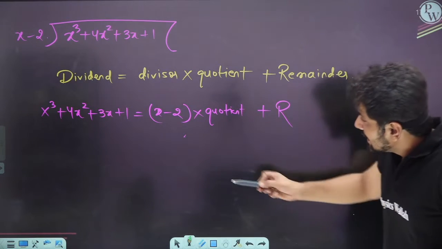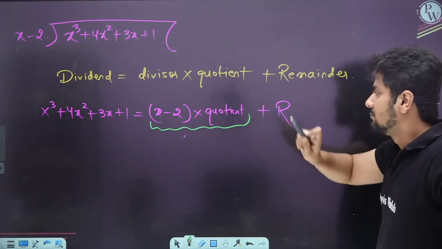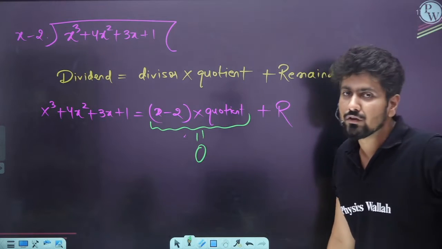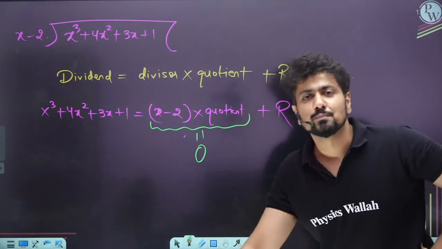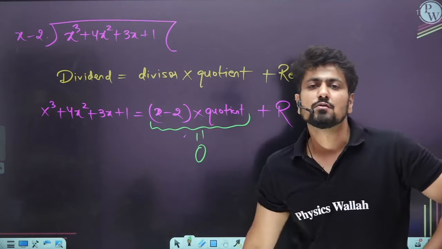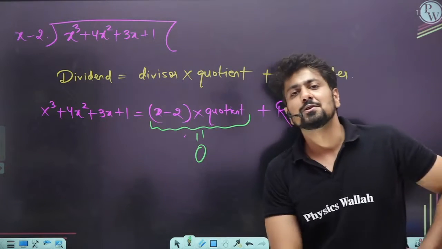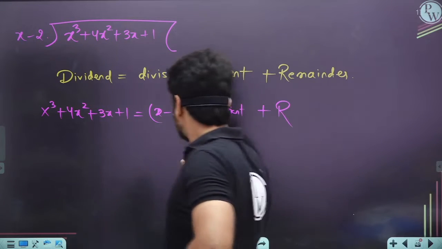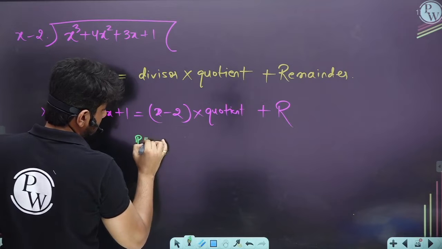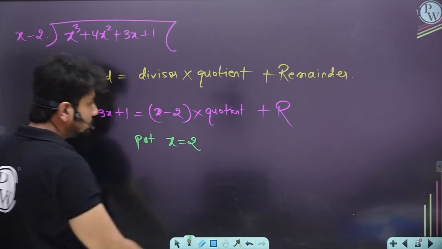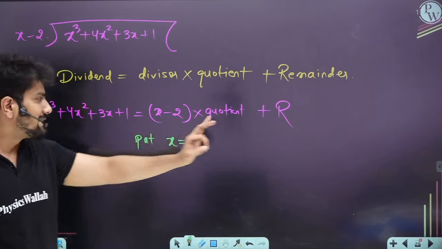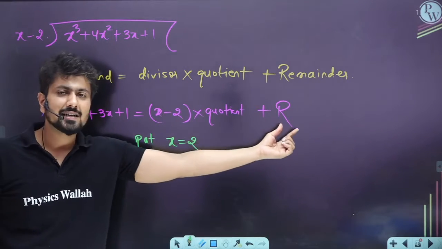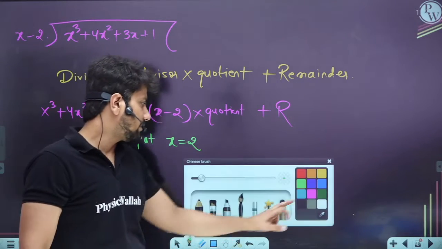So very simple idea. If I make this term 0, I will get the value for r. Now, how do I make this term 0? What value of x should I put over here so that this term becomes 0? So you know that to make it 0, you simply need to put x is equal to 2. In this equation, if I simply put x is equal to 2, this entire term becomes 0. What do I have in the right hand side? Only r. Correct.